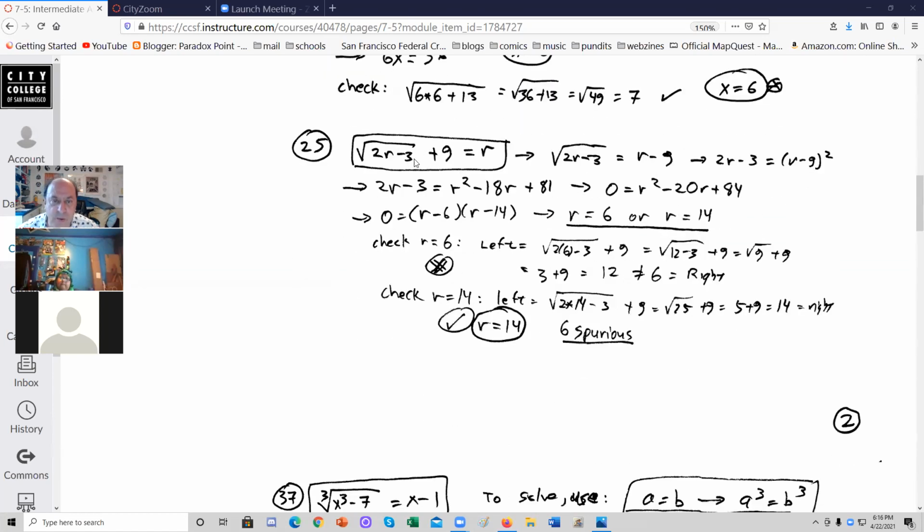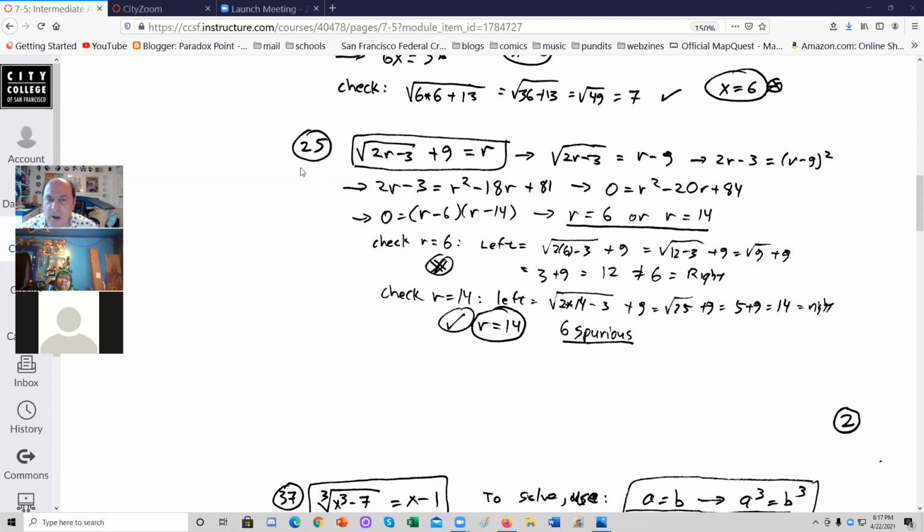Now this one, watch out. Root of 2r minus 3, and that plus 9 equals r. Now, it's a little early to square both sides because you get cross terms. What we do is we transpose the 9, we subtract 9 from both sides. So root of 2r minus 3 equals r minus 9. Now you square both sides. That squares away the square root here. 2r minus 3 equals the square of r minus 9.